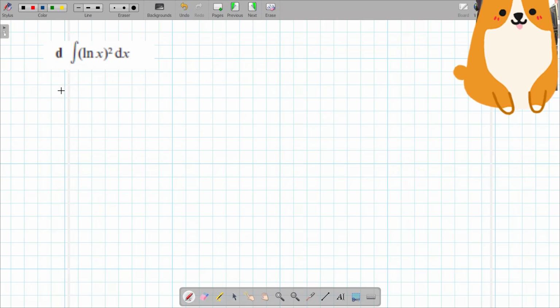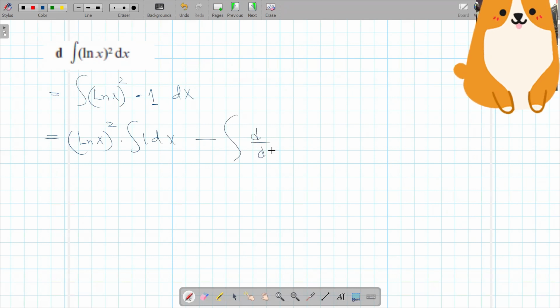We have only one function here, (ln x) squared. So which function should be taken as the first function? We will take 1 with it as the second function. ln x should always be taken as the first function, right? Let's try this. So take ln x as the first function: first function times integration of second function minus integration of the derivative of the first function times integration of 1.